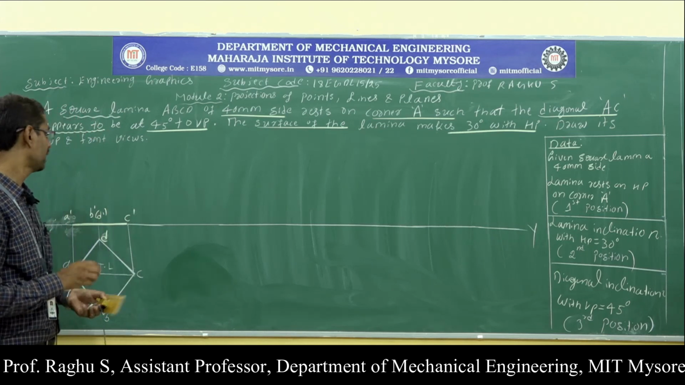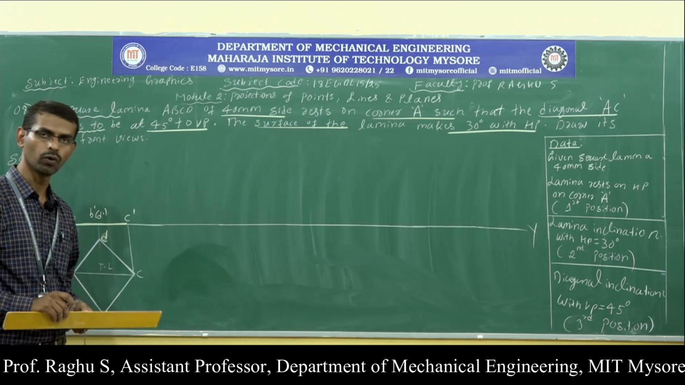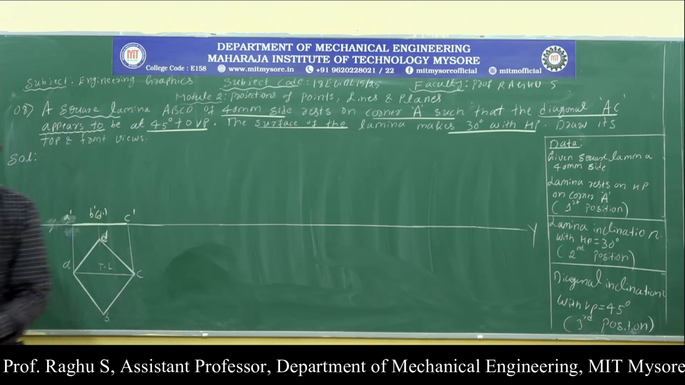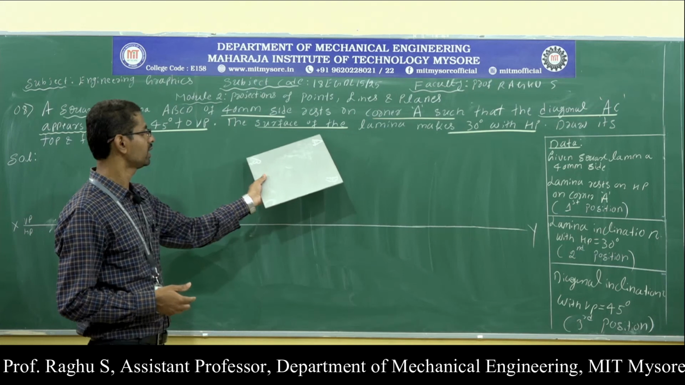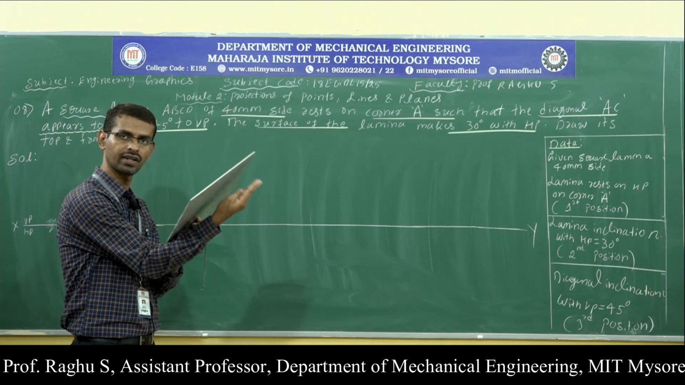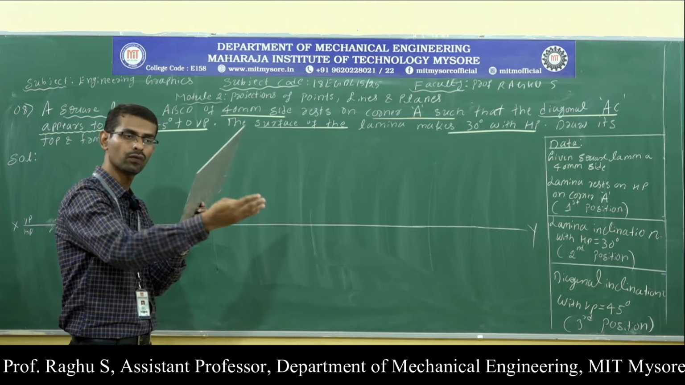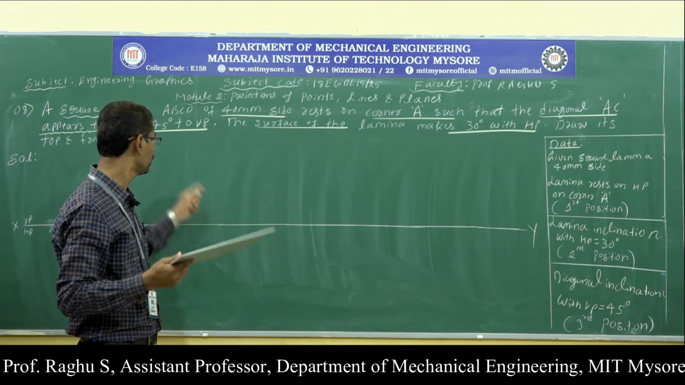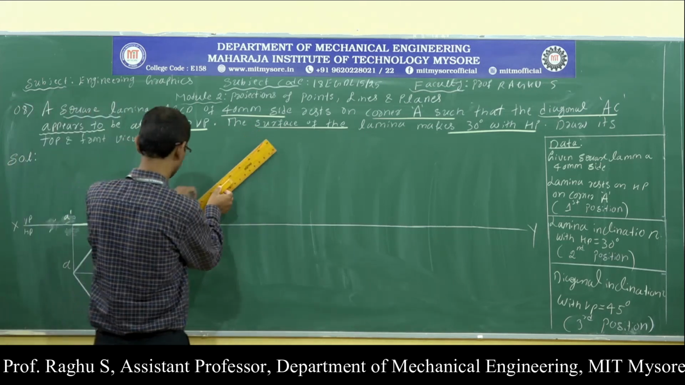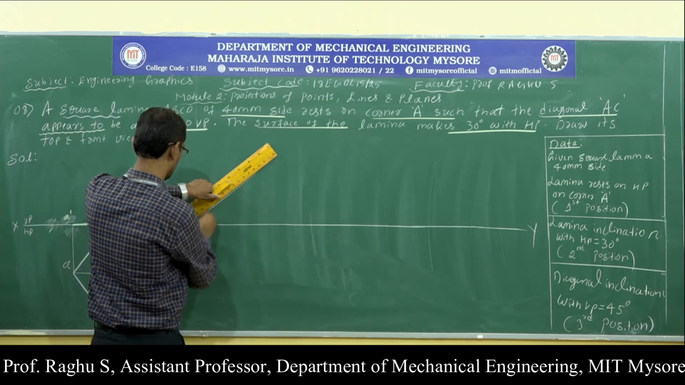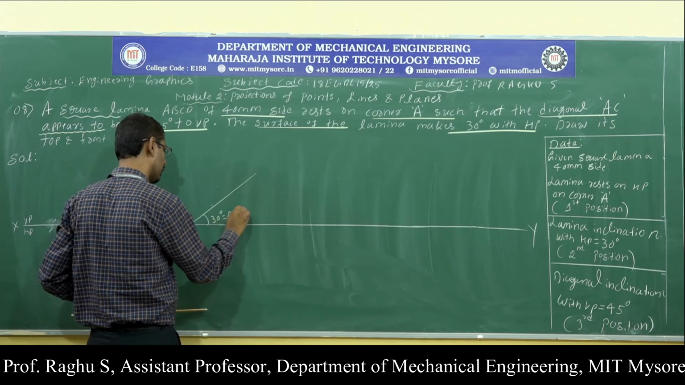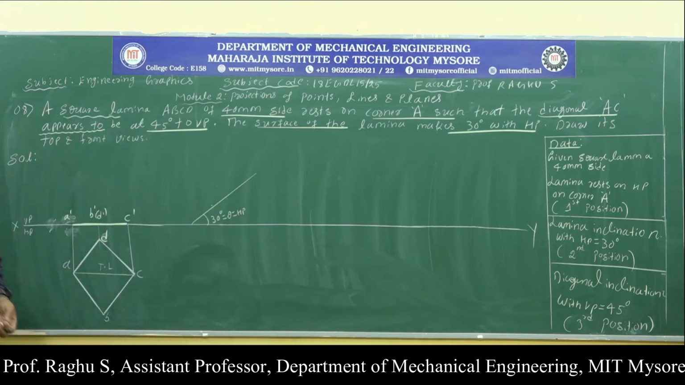Next, to write the second position front view, I need the HP inclination. Here the lamina makes an inclination of 30 degrees with respect to HP. This lamina inclination is visible in the front view, so in the front view it is written on VP. Now take a 30 degree line with respect to HP.